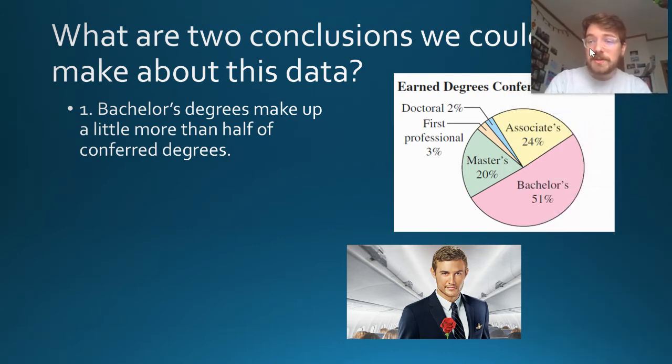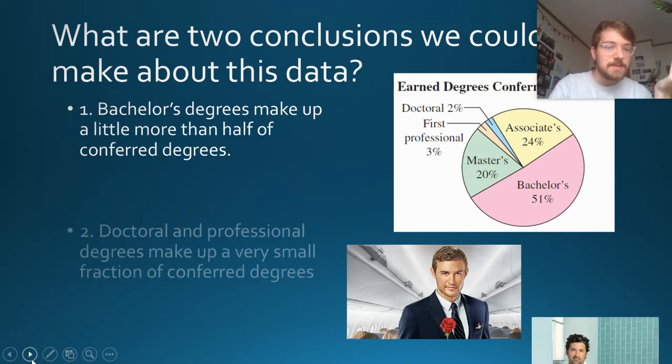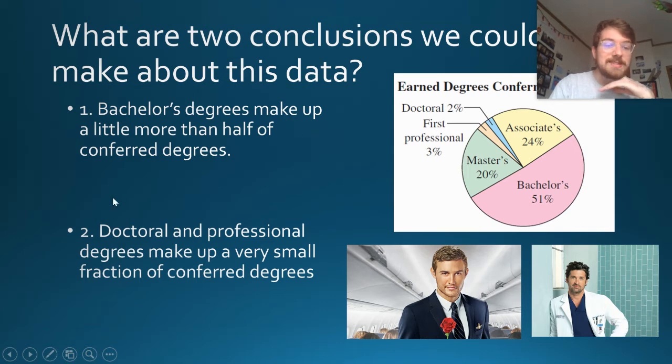It's always going to work out. If you're trying to make some type of a conclusion about something, looking at whatever has the biggest chunk of the pie chart is always going to be a good conclusion to make. I would also look at maybe what has the least amount. So another conclusion you could make is the doctoral and professional degrees make up a very small fraction of the conferred degrees, or they make up the least amount or the least likely to be given out. Those are all things you could say about this in this case.